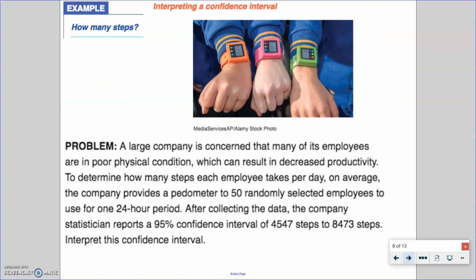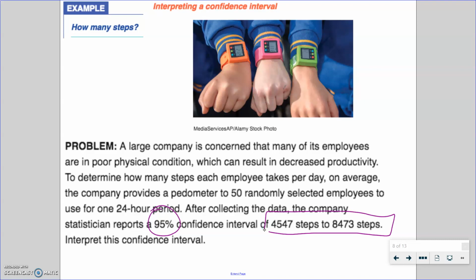So for example, here's a good problem. A large company is concerned that many of its employees are in poor physical condition, which can result in decreased productivity. To determine how many steps each employee takes per day, on average, the company provides a pedometer to 50 randomly selected employees to use for one 24-hour period. After collecting the data, the company's statistician reports a 95% confidence interval of 4,547 steps to 8,473. Interpret this confidence interval. Normally I would write this down for you, so just listen to the answer because my pen isn't exactly accurate when I write long sentences.